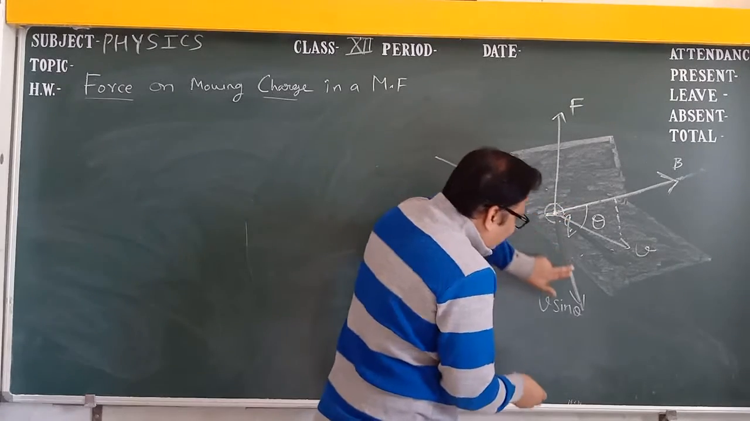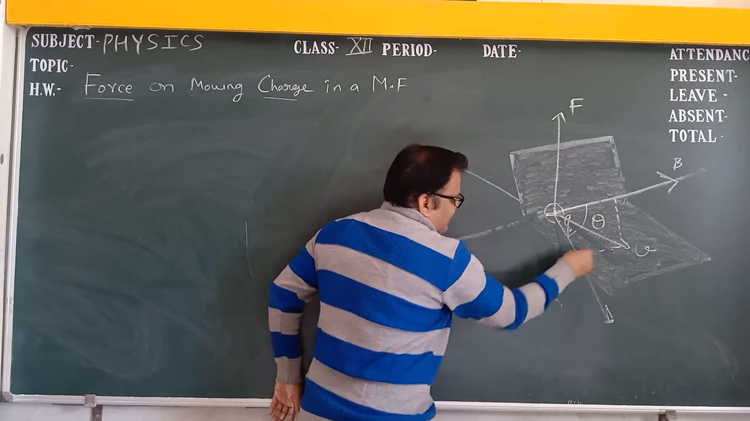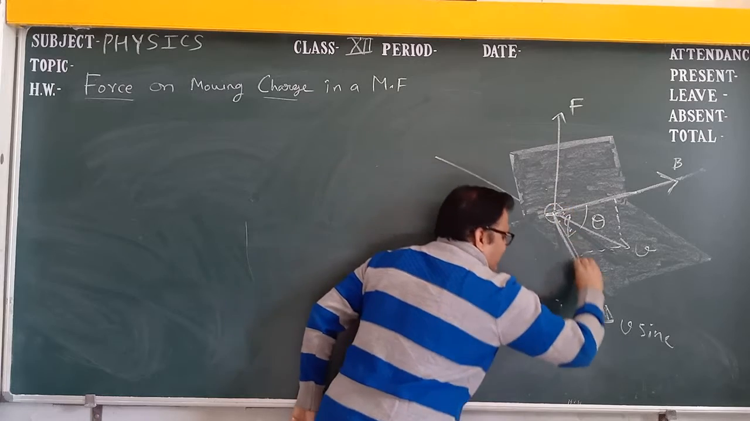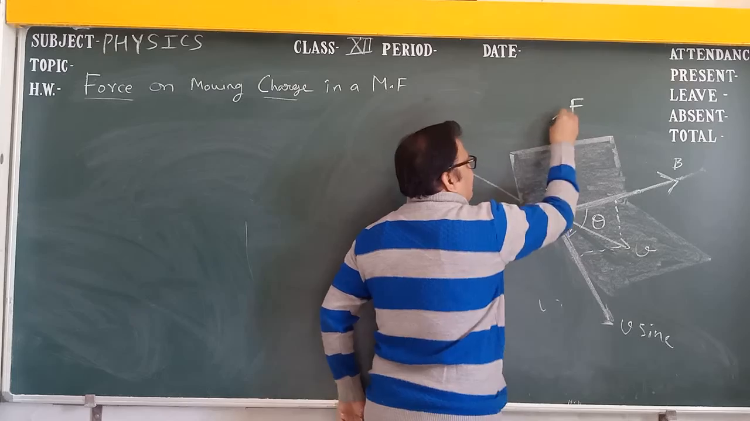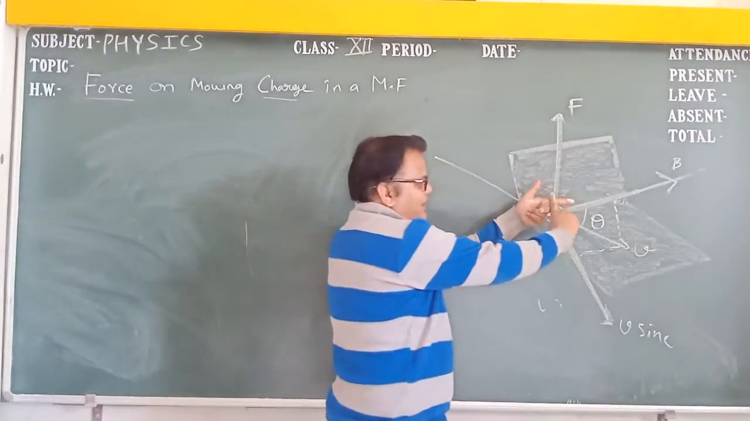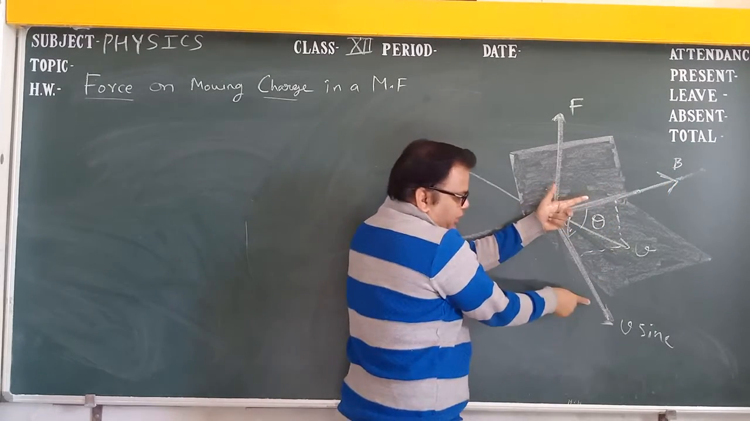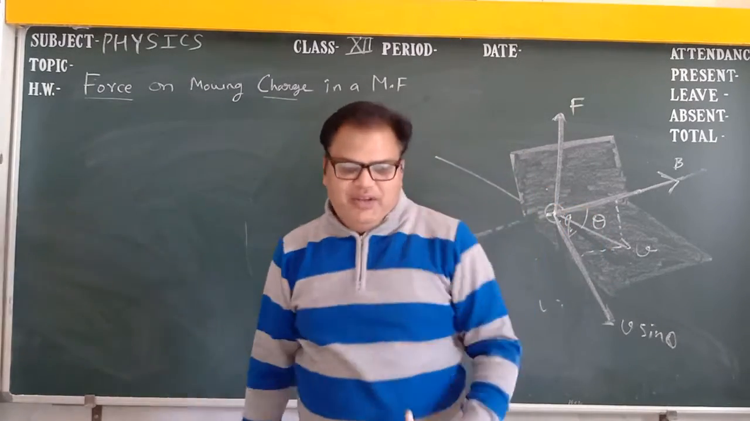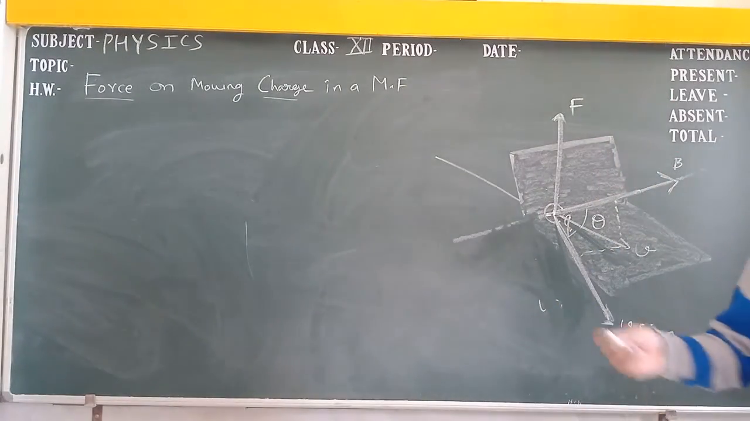Here is V sin theta, making 90 degrees in this way, and this is the force. So consider the direction of the magnetic field, and for the velocity we take the component V sin theta. Then the thumb gives the direction of the force. By this we can easily find the direction of the force.